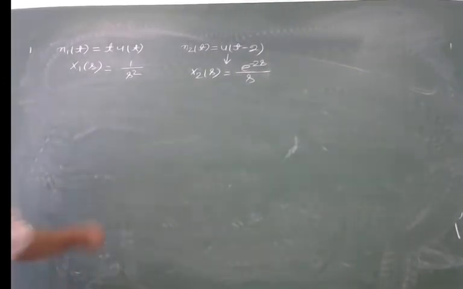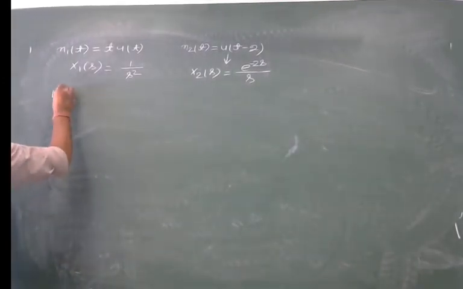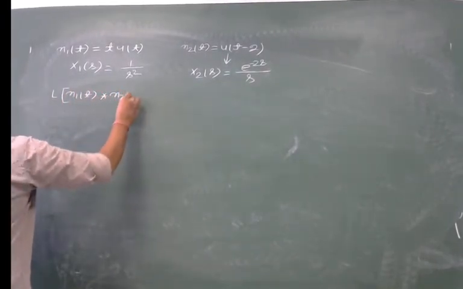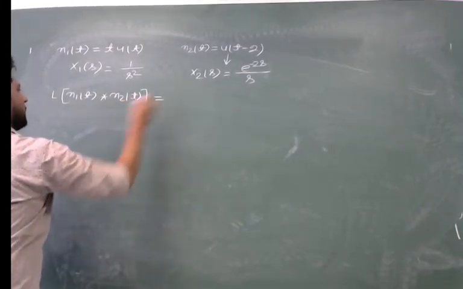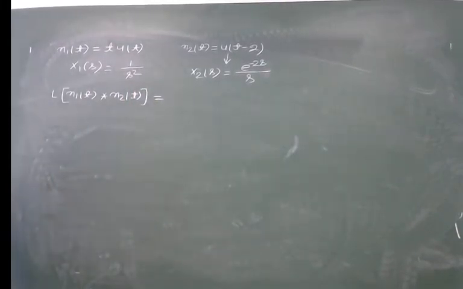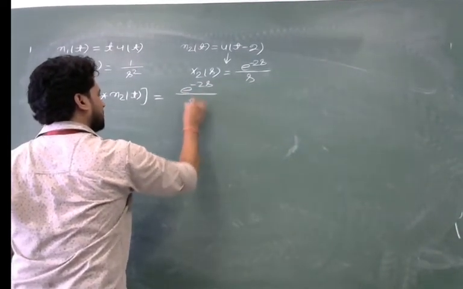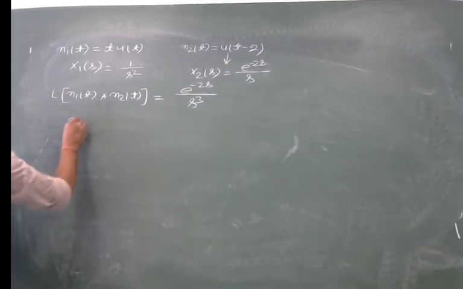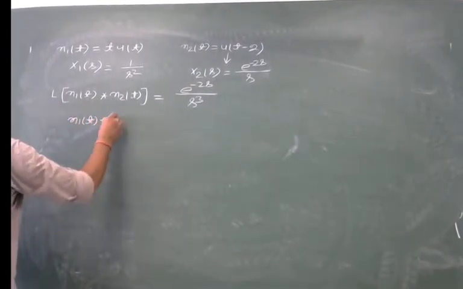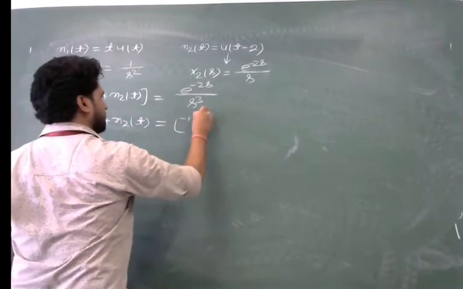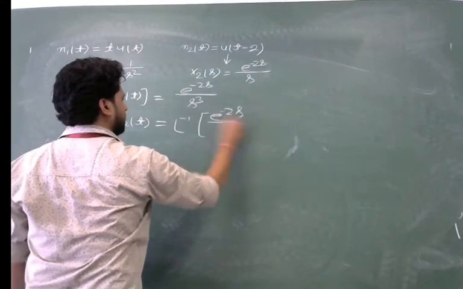Now the Laplace transform of their convolution, meaning the Laplace transform of x1(t) convolution with x2(t), will be equal to X1 of s into X2 of s, which is e power minus 2s upon s cube. To get the convolution of x1(t) with x2(t), we have to get the inverse Laplace transform of e power minus 2s upon s cube.